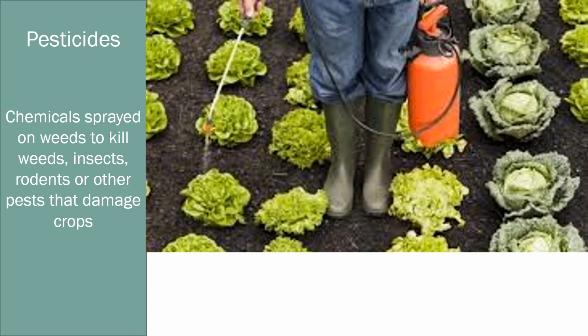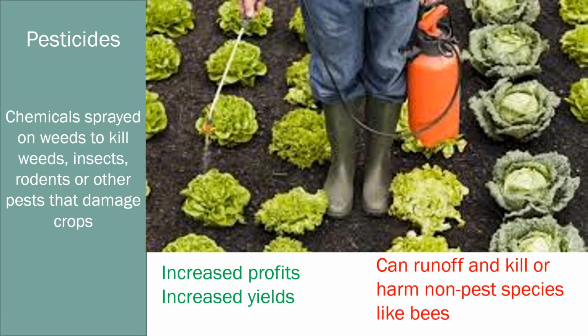We've also started using pesticides in the last 100-ish years. Pesticides are chemicals sprayed on weeds, which kills weeds. And they're sprayed on our plants to kill weeds, to kill insects, to kill rodents, or any other pests that damage our crops. Again, increased profits, increased yields. Hooray for everyone. Except those pesticides can run off and kill or harm things that are not pests, particularly bees are very susceptible to pesticides.